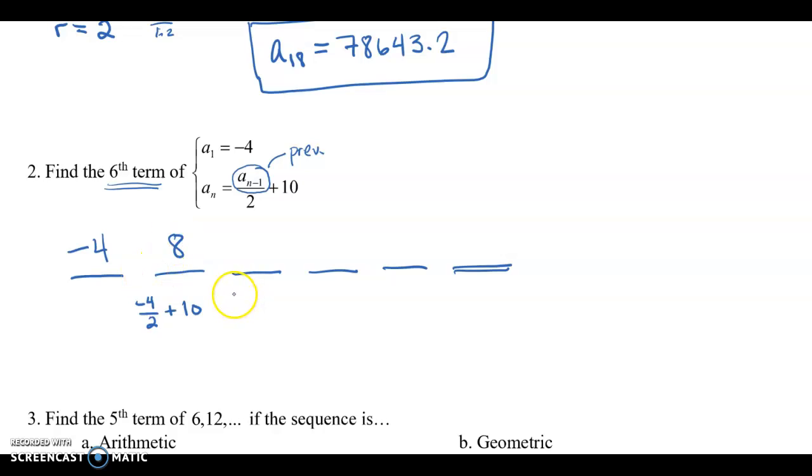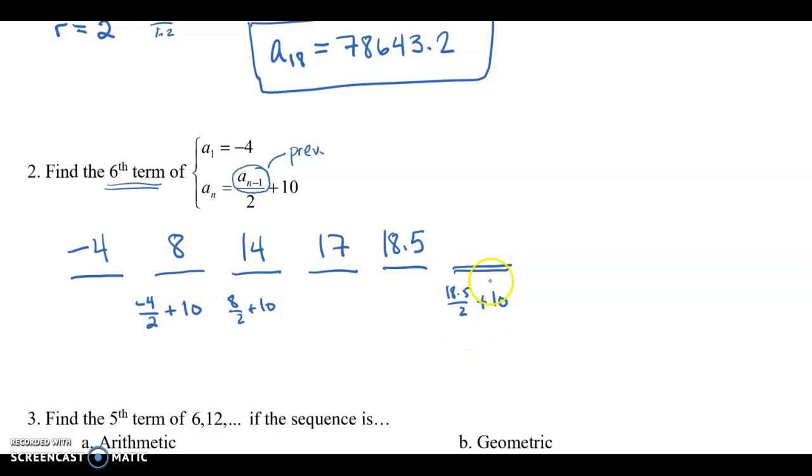All right, the next one. Take the previous: 8 divided by 2 plus 10. Well, that's 4 plus 10, which is 14. And if you can just do them in your head, next is 7 plus 10, which is 17. Okay, decimals. 17 divided by 2 is 8.5, plus 10, so 18.5. And finally, 18.5. I'm going to show this one: 18.5 divided by 2 plus 10.